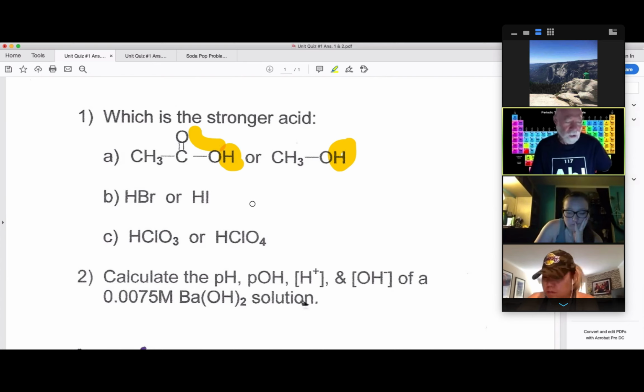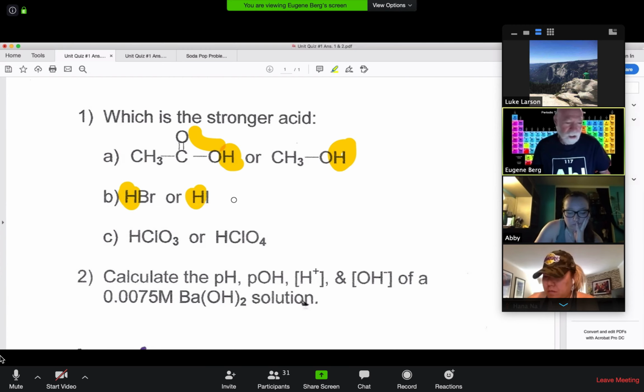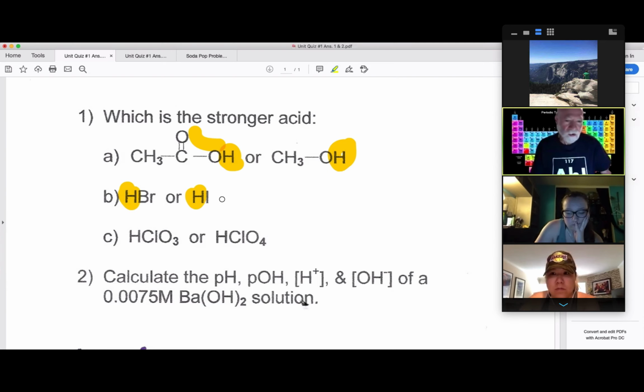Okay. So question number B. Okay. So I'm going to circle the acid hydrogen. Think of those as being kind of knocked off. And now the bromine and the iodine are stuck with a negative charge. Notice there's nobody to help them out. So what's going to be the dominating factor that's going to determine which one's going to be more stable?